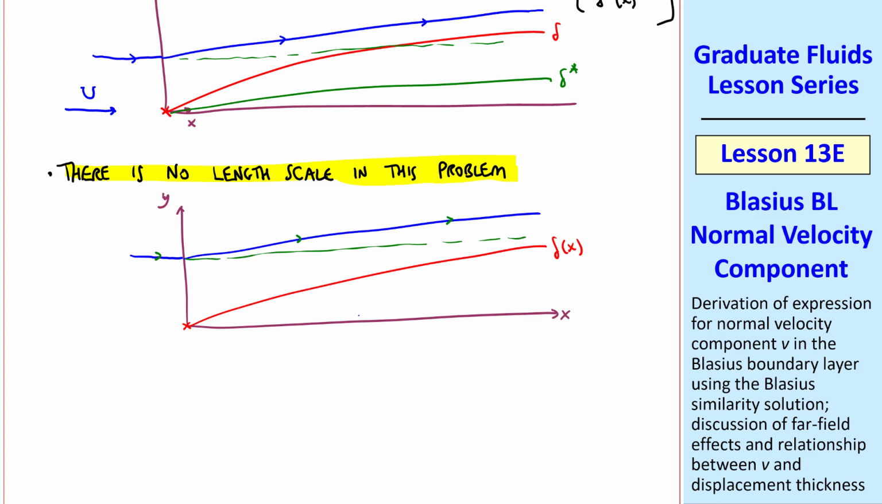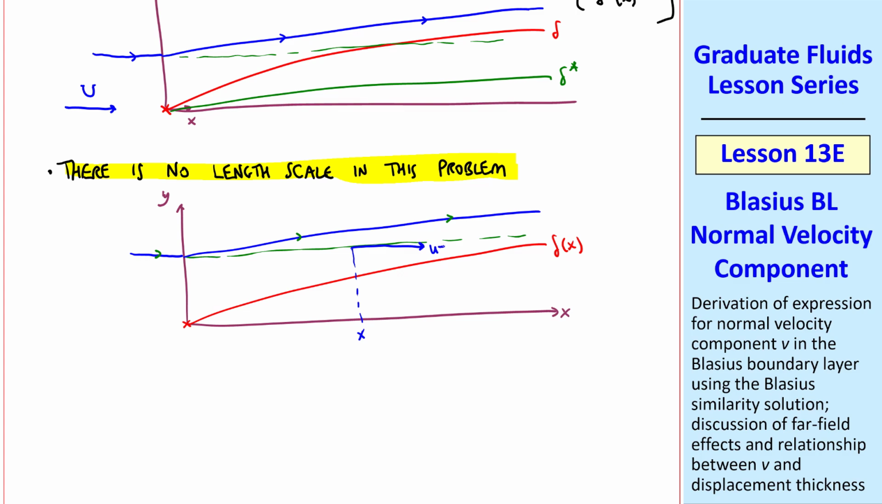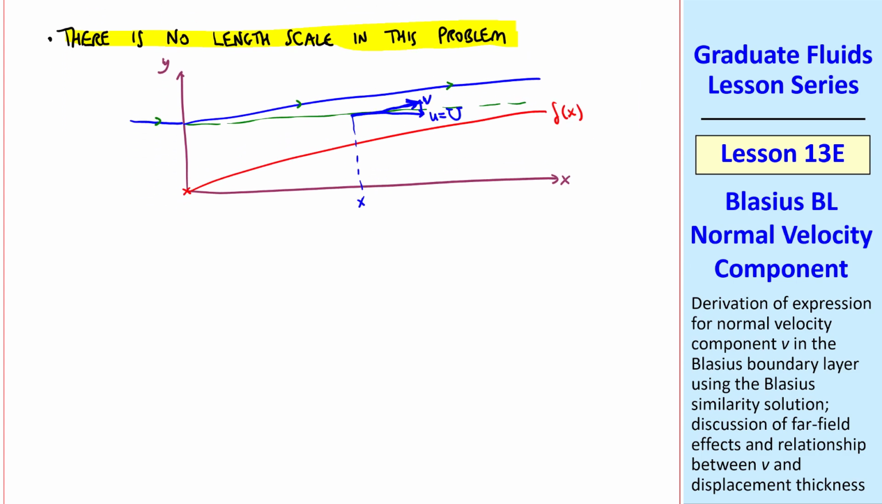At some x location up here, the x component of velocity u is capital U, and there's a small component of vertical velocity v, so that the net vector velocity points up somewhat. Well, how big is this v compared to u?